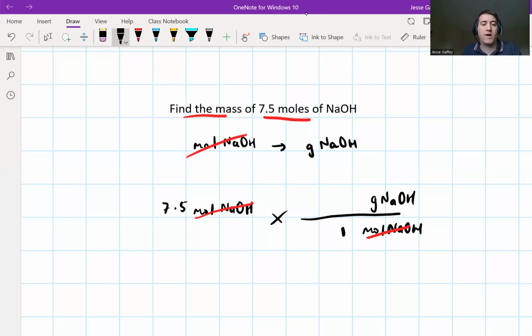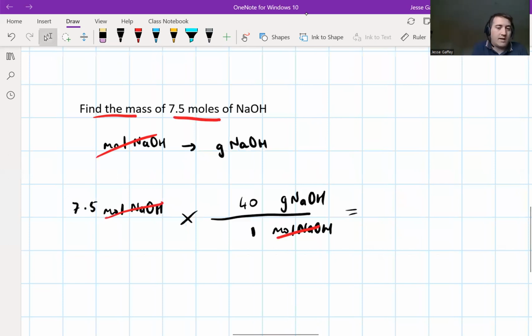Okay, so sodium's 23, oxygen 16, and hydrogen's 1. So that's 40 grams per mole, 40 grams in 1 mole. And then that's equal to, okay, so how are we going to do this calculation and what's our answer going to be in? Go ahead, pause the video and do this if you haven't done it now. Okay, and your answer here should have been 300 grams of NaOH.